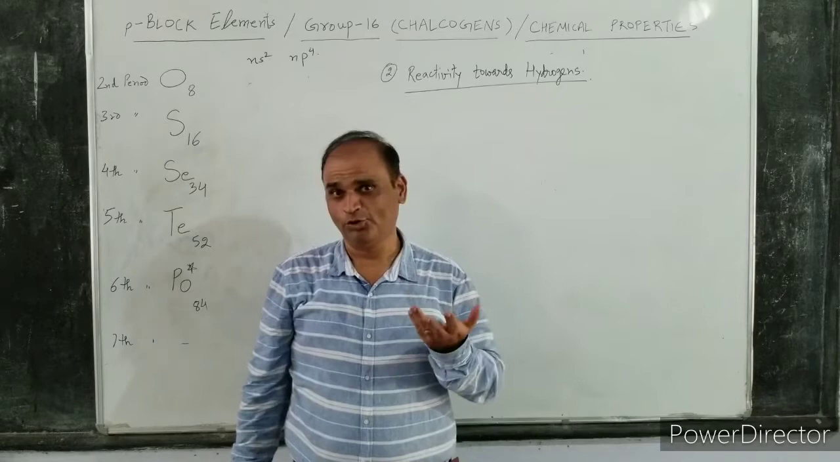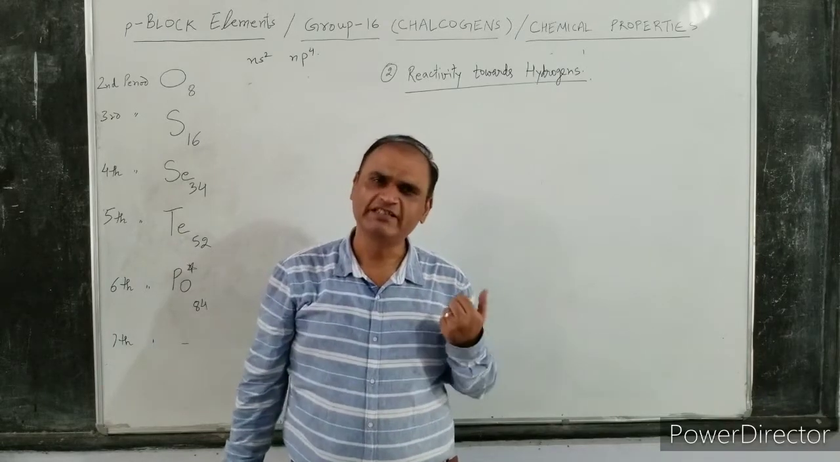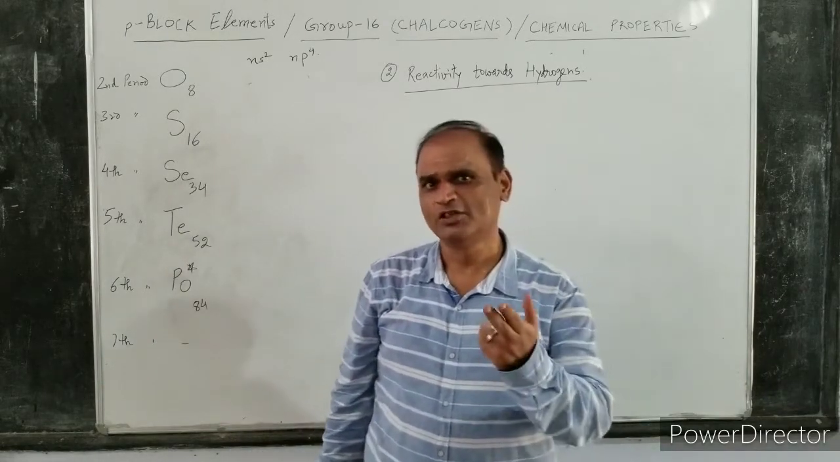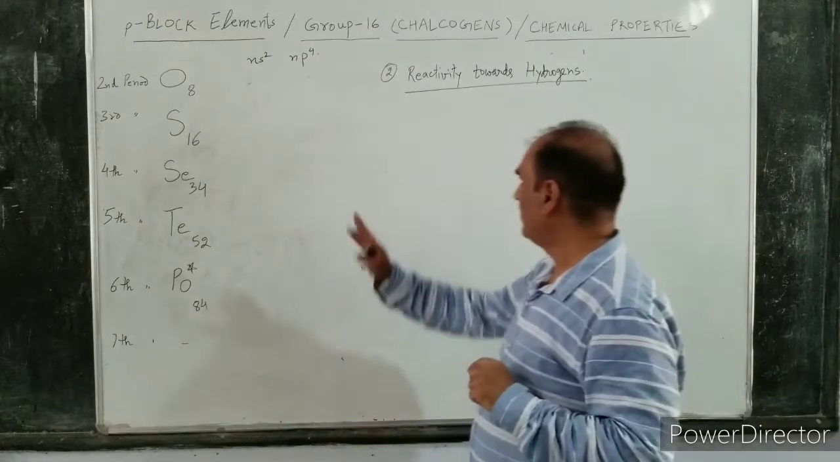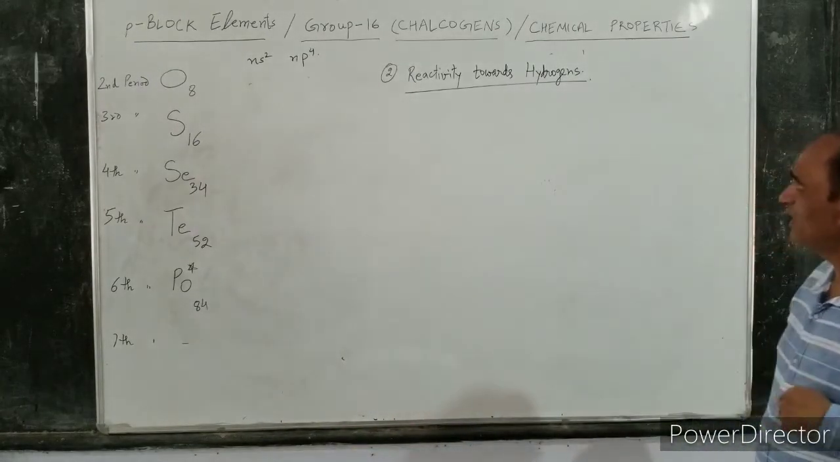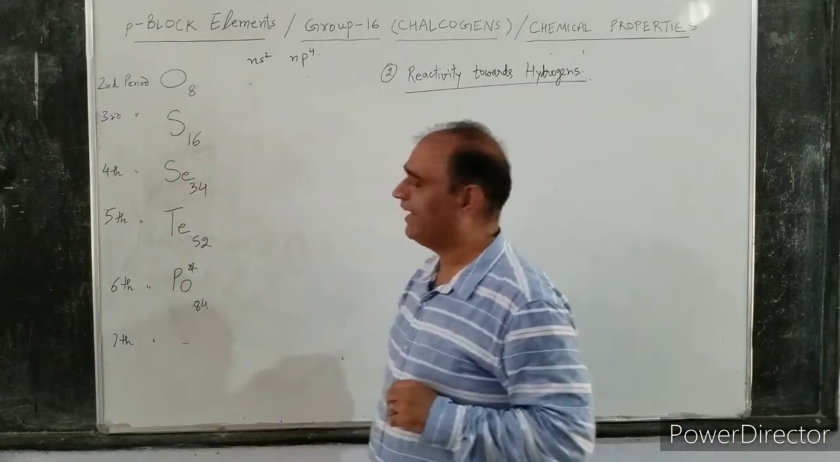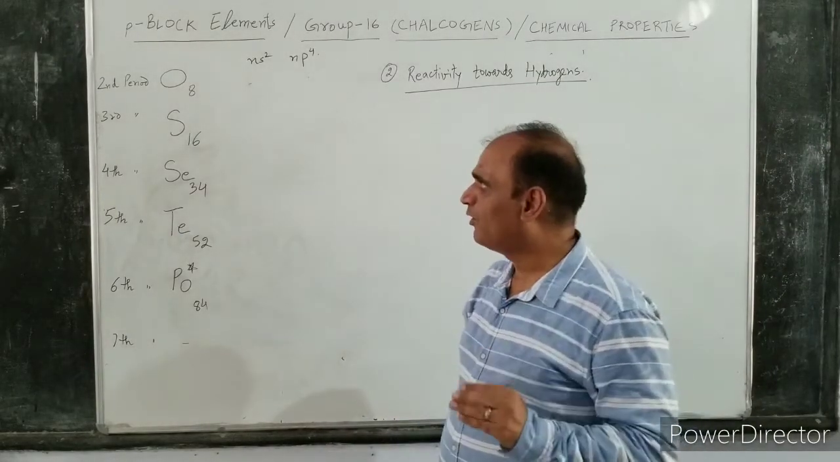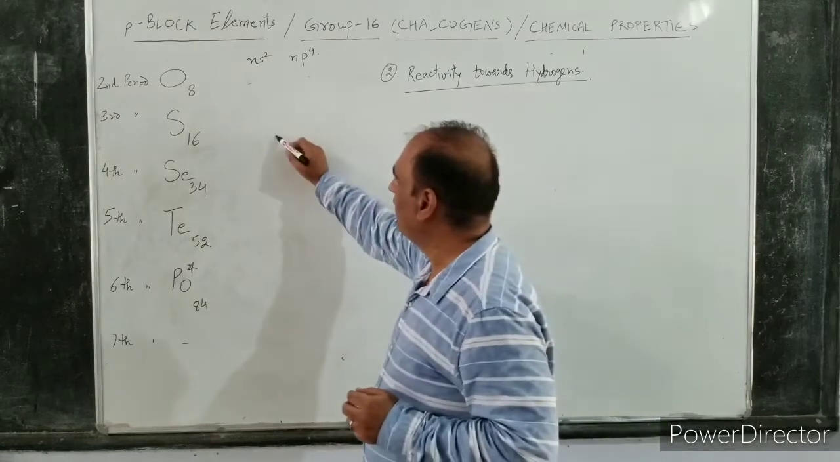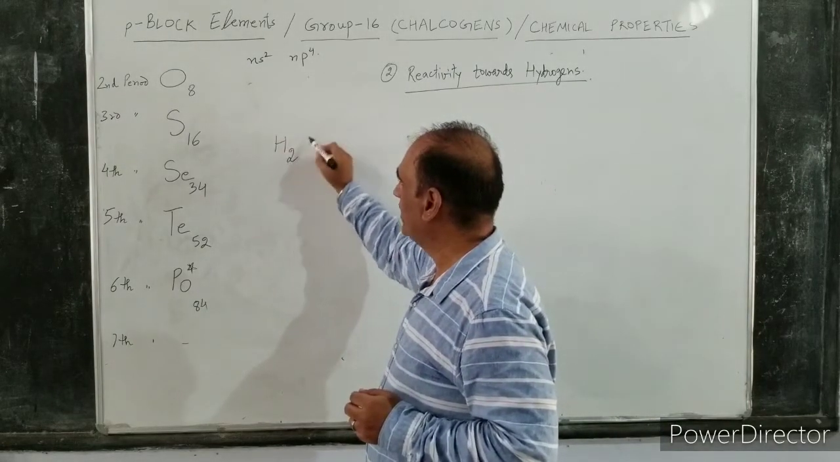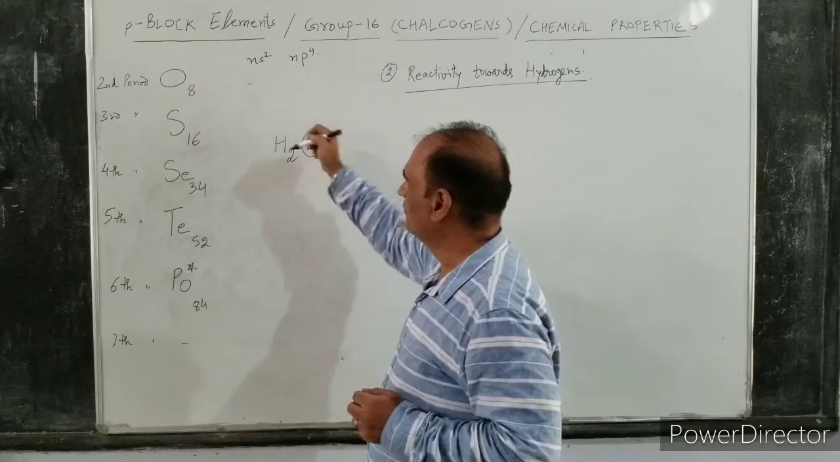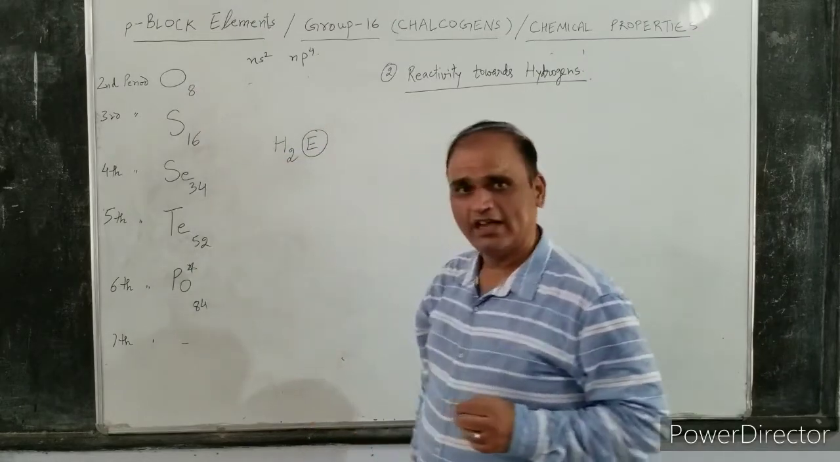Just go to your homes and find out which these 3 groups are. This is your homework. Okay, now let us come back to the topic, reactivity towards hydrogen. All these elements combine with hydrogen to form hydrides having formula H2E. E means one of these, 2H, H2E.